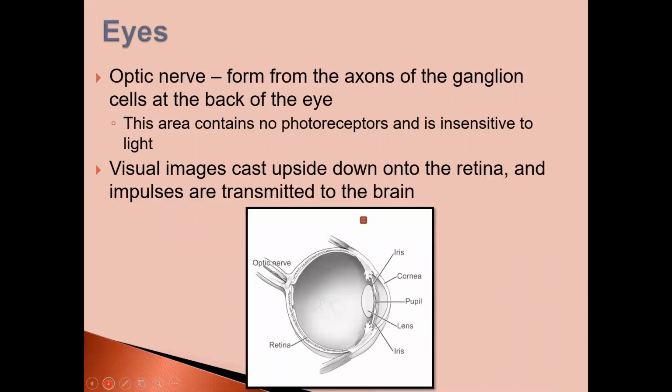The optic nerve is formed from the axons of the ganglion cells at the back of the eye, and it contains no photoreceptors, as I said before, so it's insensitive to light. Visual images, as you've heard before, are cast upside down onto the retina, and impulses are then transmitted to the brain.